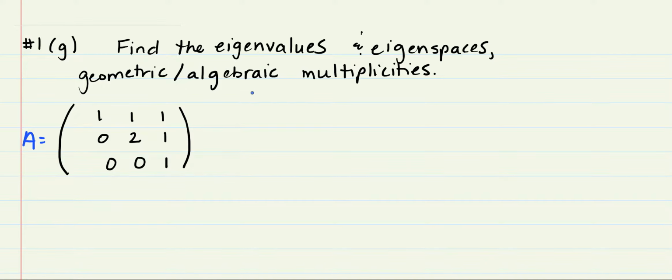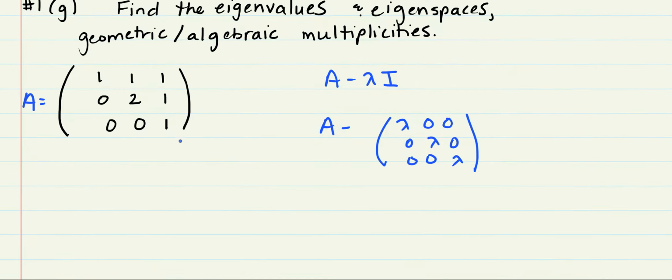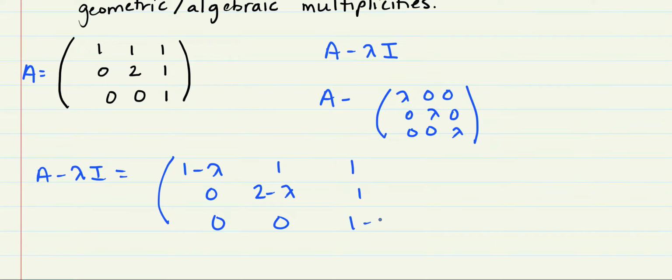To find the eigenvalues, we need to take A and subtract from it lambda times the identity matrix, and this is the 3 by 3 identity matrix. That is, we need to subtract this matrix here. Let's do that. So A minus lambda times I is 1 minus lambda, 1, 1, 0, 2 minus lambda, 1, 0, 0, 1 minus lambda.